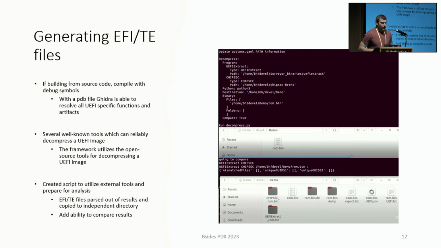I do want to note that if you happen to have the source code and you can compile with debugging symbols, having the artifacts, the GUIDs, the header files, and everything within Ghidra doesn't really matter as much because it already comes within the PDB files, so you can skip this step.